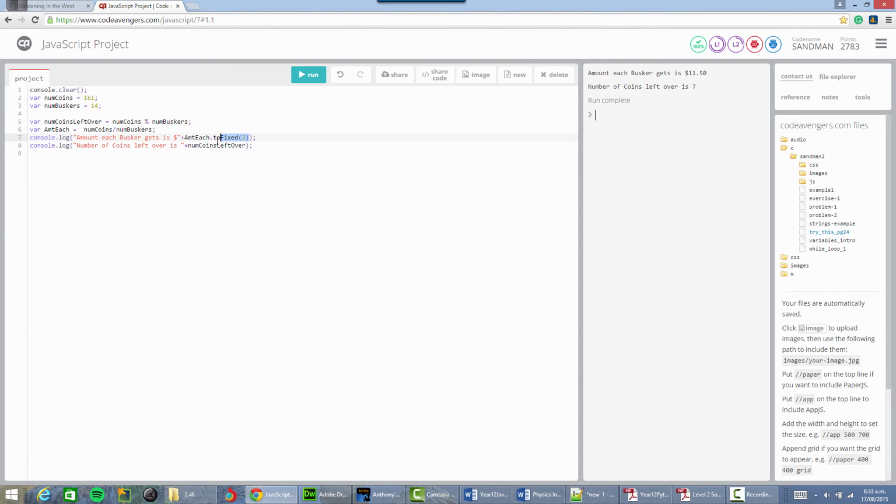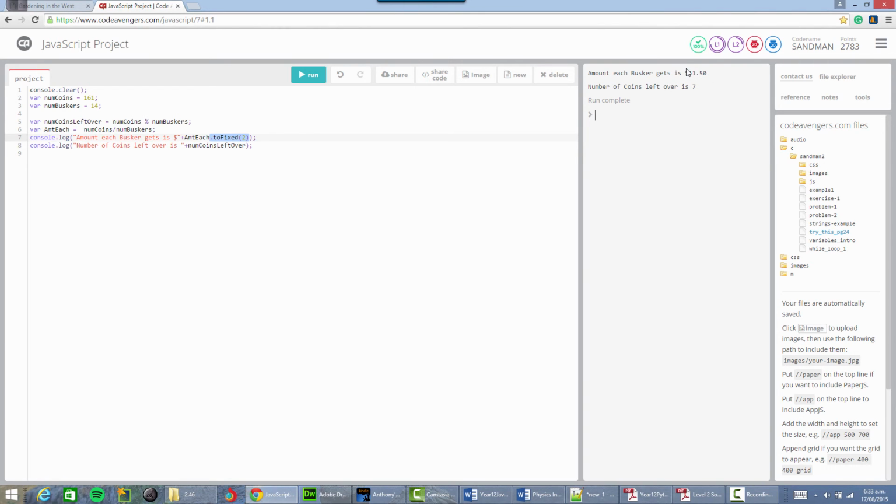You may be wondering what this bit here is. This is a way in which you can round a number to a fixed number of decimal places. So .toFixed, notice the camel case there is important: the lowercase to, the uppercase Fixed, all one word, no spaces, and then in brackets what you're rounding to. I've already run that before, but let's run it again, and here's the result. The amount each busker gets is $11.50. Number of coins left over is 7.